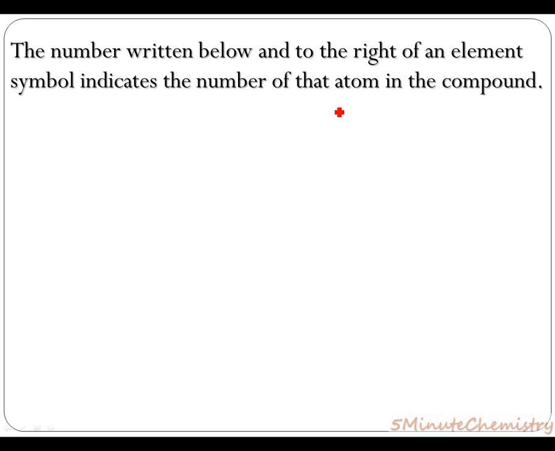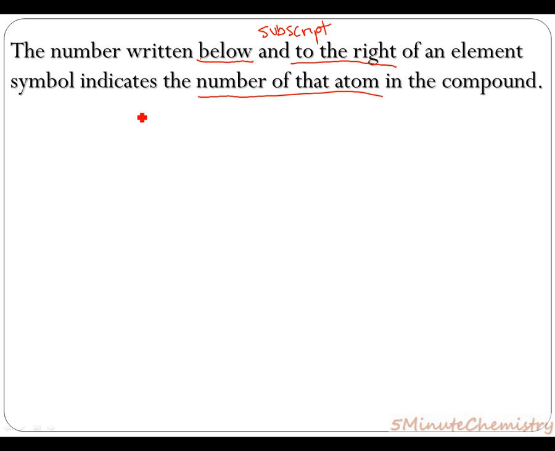One of the things that we need to be aware of is the number that's written below to the right of the element. This number that is below and to the right, okay, this is called the subscript, okay? A subscript, the number written below and to the right of the element, indicates the number of that atom, how many of that atom you find within the compound.